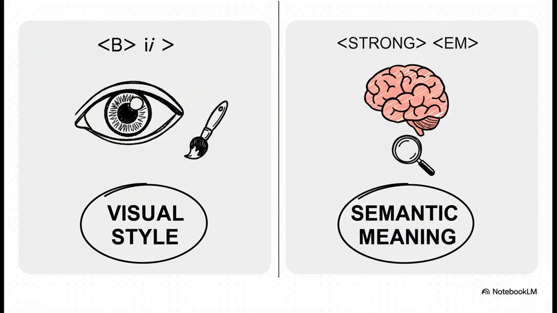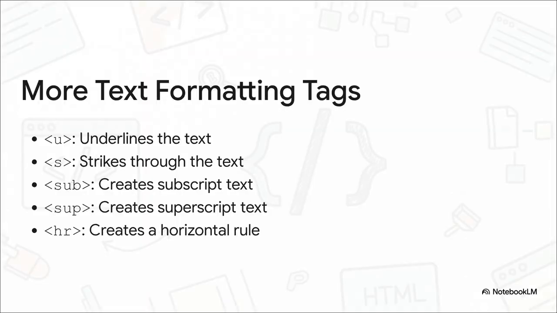The same goes for EM, which adds emphasis instead of I, which just makes things italic. It's a shift from describing how things look to describing what they mean. And here are a few more quick-fire tags for you. You can underline text, you can put a line through it, you can create that little subscript text for things like H2O, or superscript for math stuff like E equals MC squared. And that HR tag, that's just a super simple way to drop a horizontal line on your page to break things up.